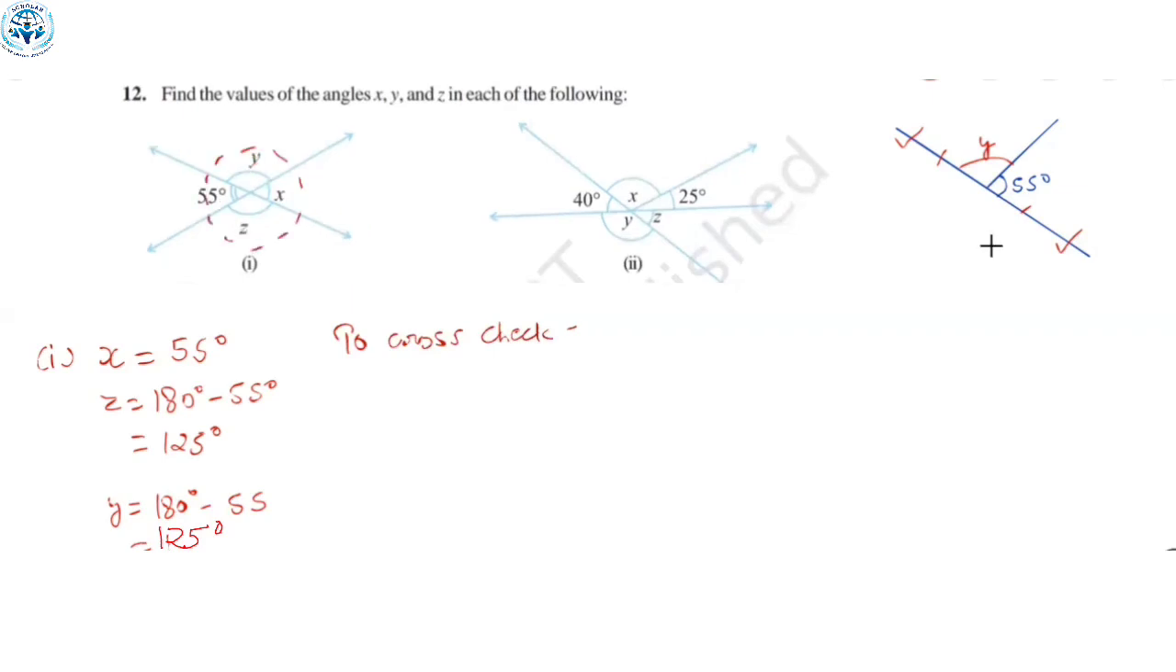Now to cross check whether the results are right or wrong. The whole is 360 degree, you already know. So you will add all the four angles and then you will find the sum as 360 degree. That means all the answers are verified.